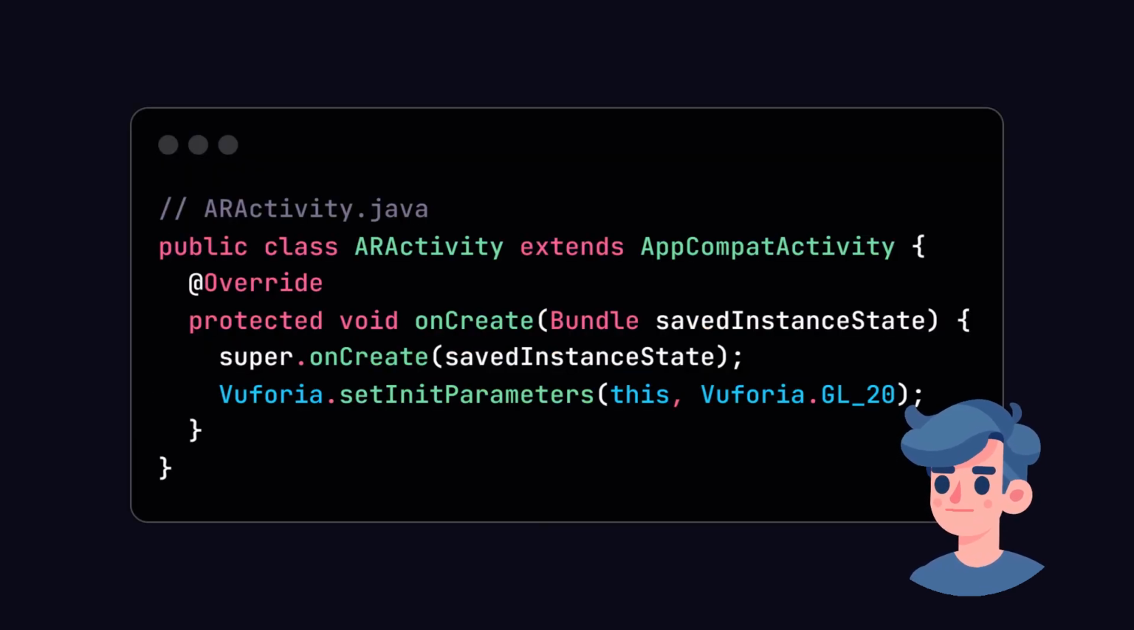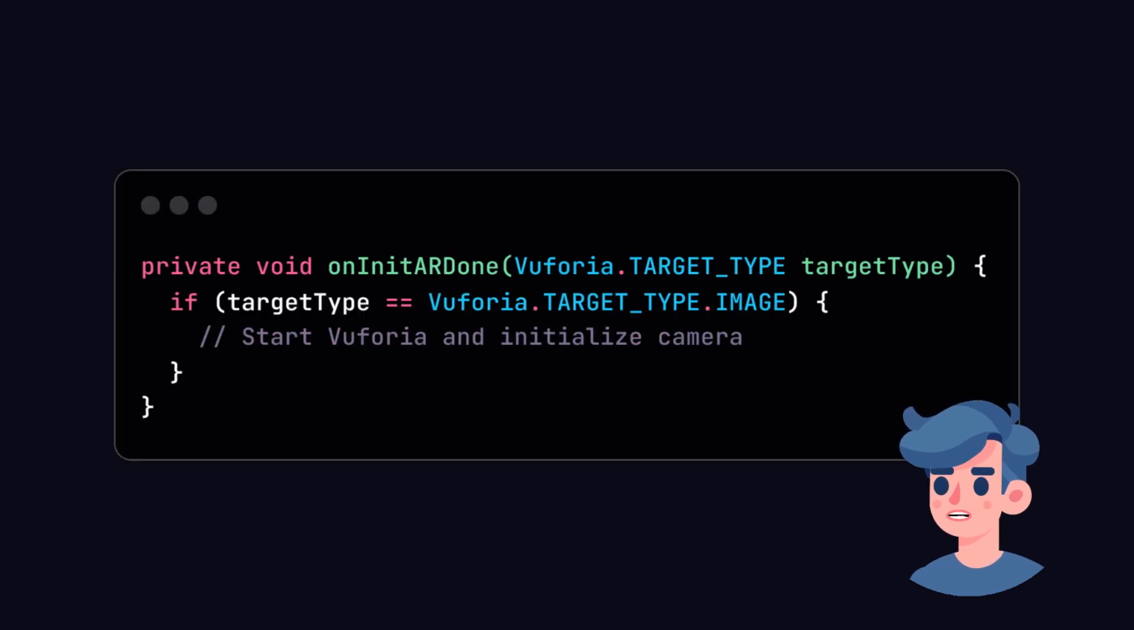Now that we have the setup ready, let's implement a basic camera view that utilizes Vuforia for image recognition. We'll use the Vuforia application class, which acts as the entry point for our augmented reality environment. Create a new Java class named ARActivity. In this class, we'll set up the Vuforia configuration and start the camera. To do this, we need to implement the onInitARDone method, which will be triggered once Vuforia has initialized successfully. Here we will set up the camera and handle the rendering of AR content.